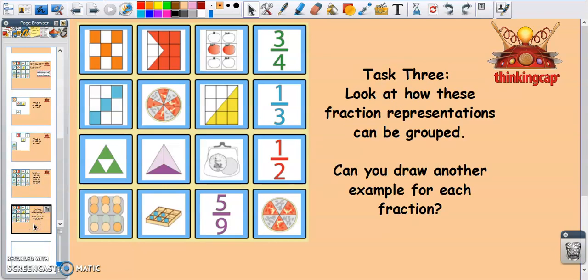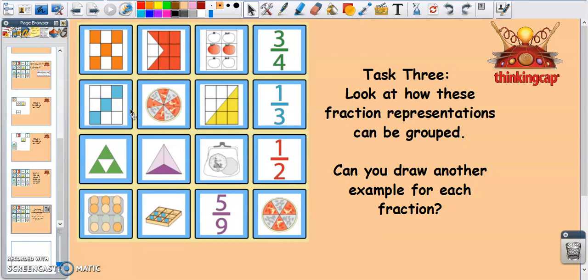Have a really careful look now at how these different fraction representations can be grouped together. Think about all of the ones which show a half, all of the ones which show 1/3, 3/4 and 5/9. And I'd like you to please have a go at drawing another example for each fraction. You can draw whatever you like, but just remember that really important thing that we learned at the beginning: a fraction is an equal part of a whole thing. And that whole could be one individual item, or it could be a quantity of items.